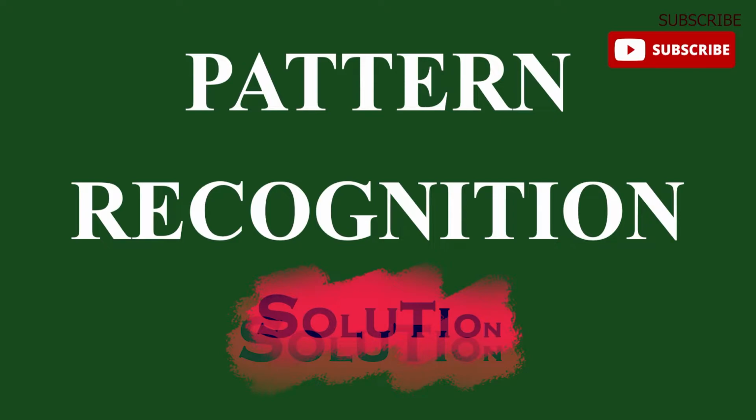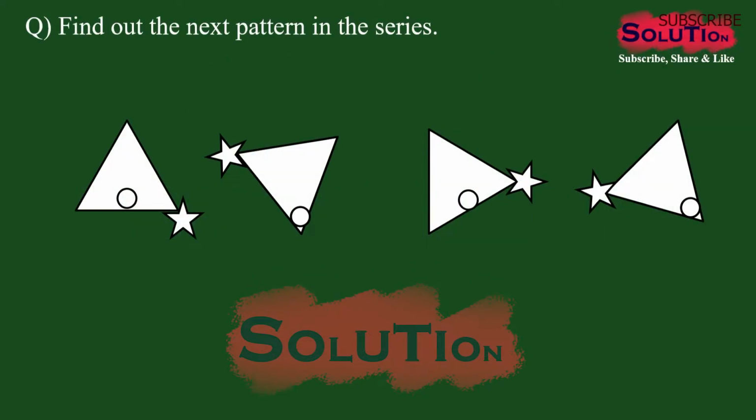Let us discuss pattern recognition. Here we'll be deciding which pattern will be coming next. So the fifth pattern or fifth picture we have to draw or decide. Options they will give in the examination. Sometimes they may not give you.